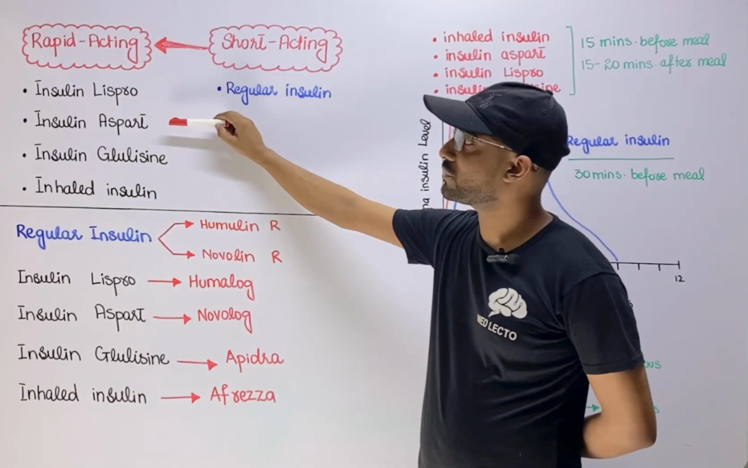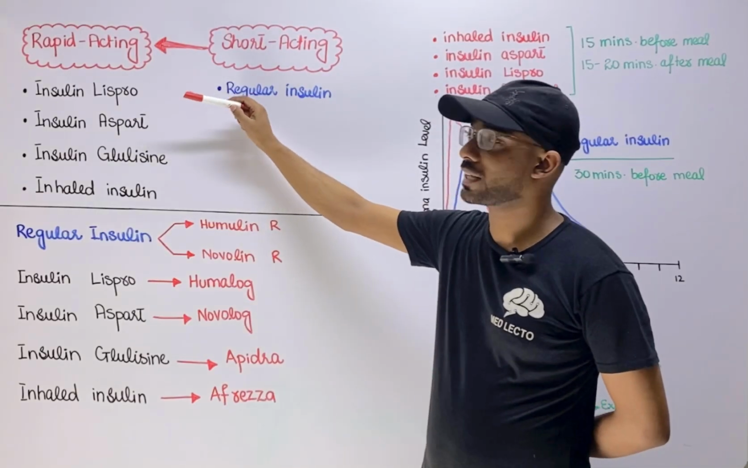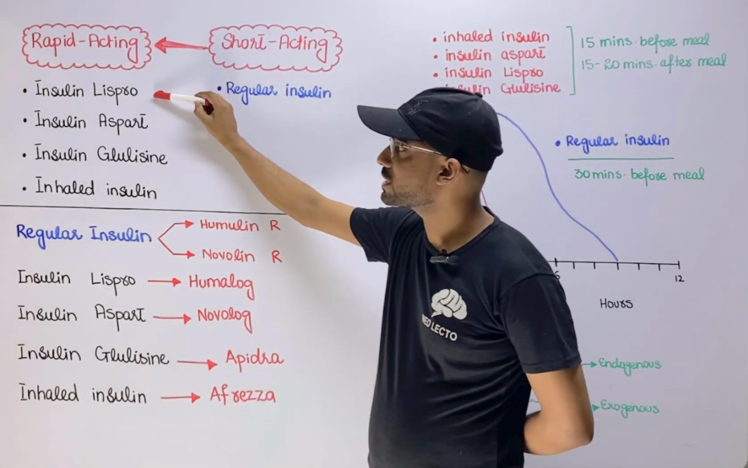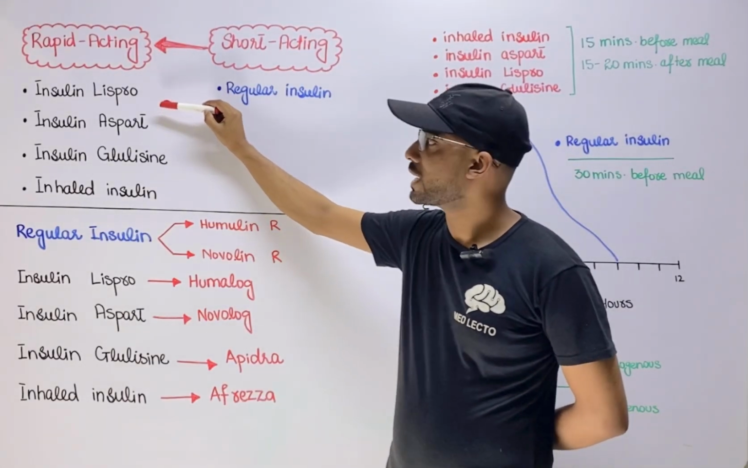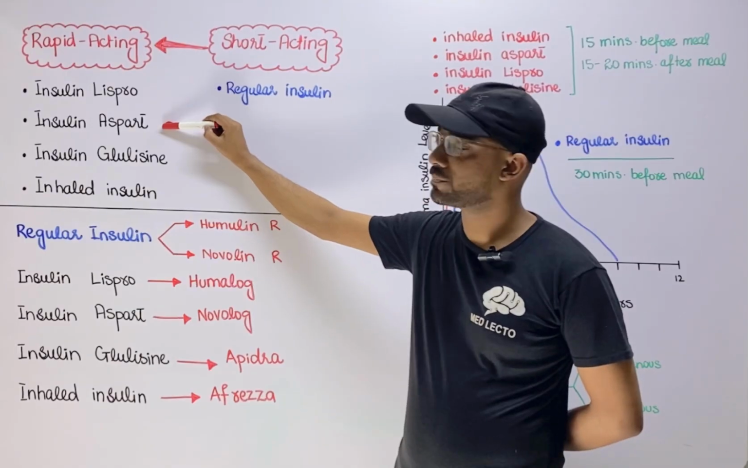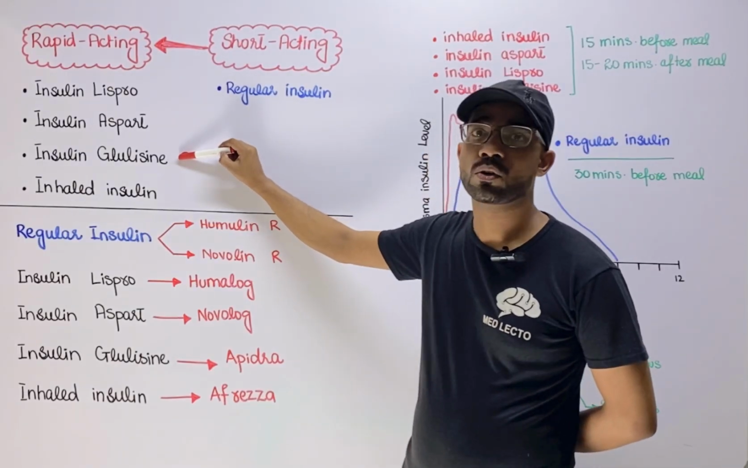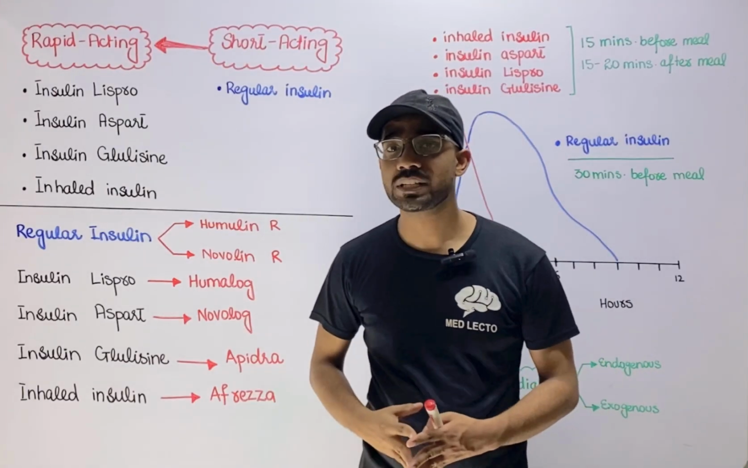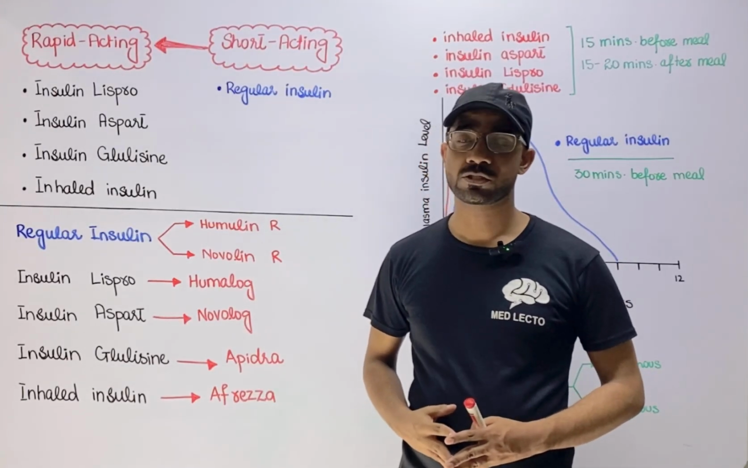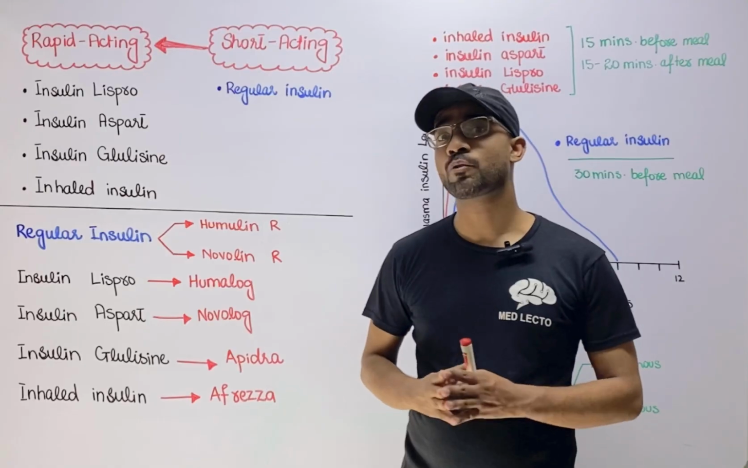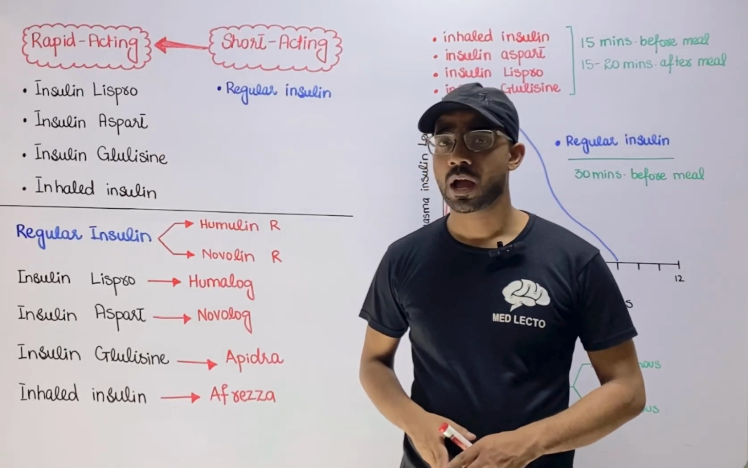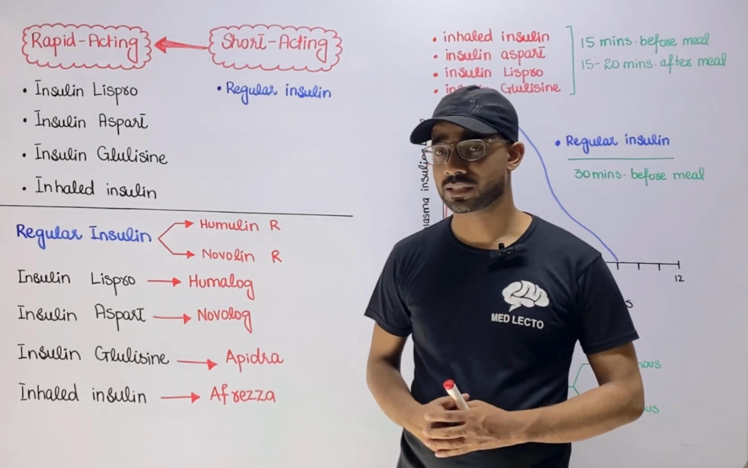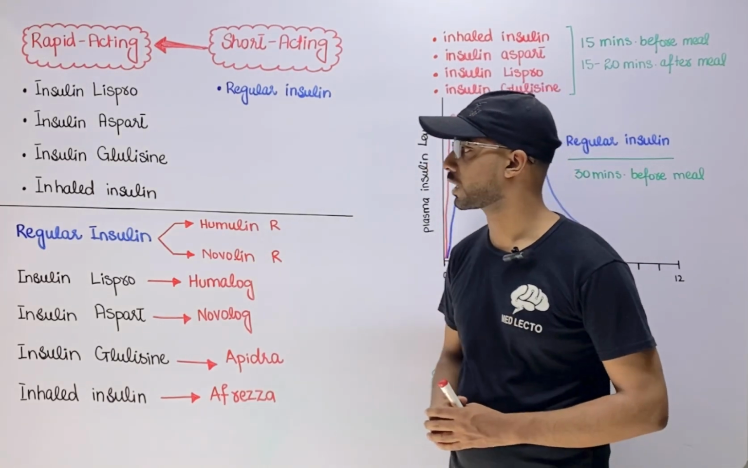So you have different insulin analogs that fall in the rapid acting analogs. First is the insulin lispro, second is the insulin aspart, third is the insulin glulicine, and fourth one is the inhaled insulin. So these are the common insulin analogs that form from the regular insulin by just making a modification in the amino acid sequence.